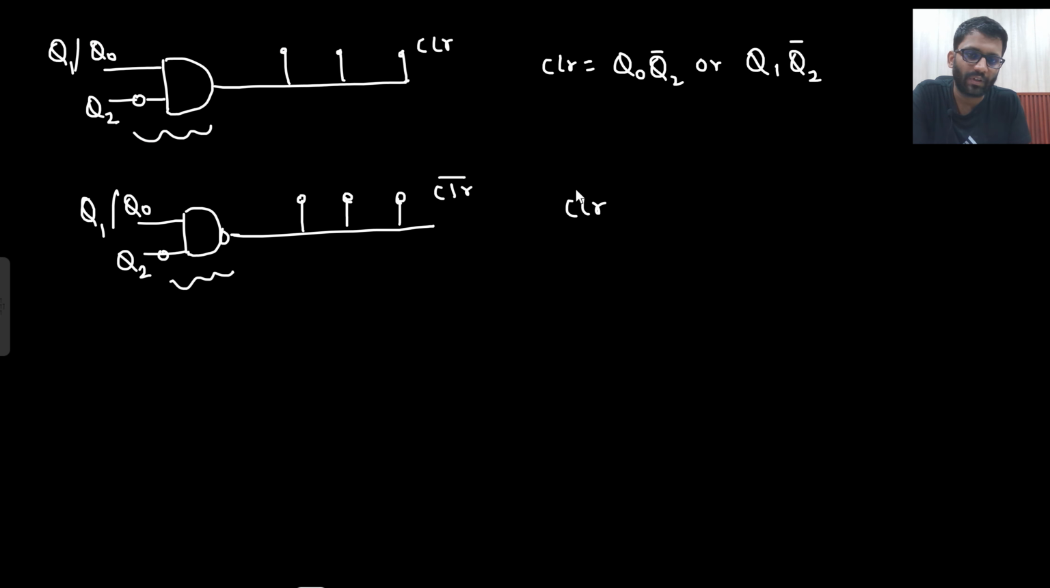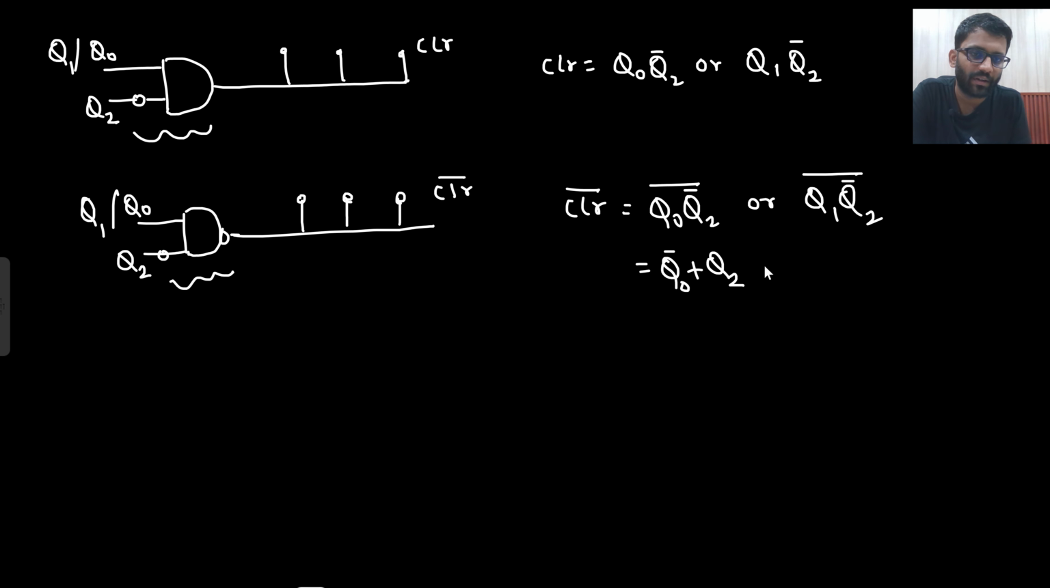And what will be the answer for clear bar then? Clear bar would be Q0, Q2 bar, which can be written as Q0 bar plus Q2, right? Or Q1, Q2 bar, which can be written as Q1 bar plus Q2. So this thing like clear and clear bar is confusing a lot of times, but we have seen that if I am introducing a bubble here, then another bubble I will have to introduce. So just the bar of this we are doing.